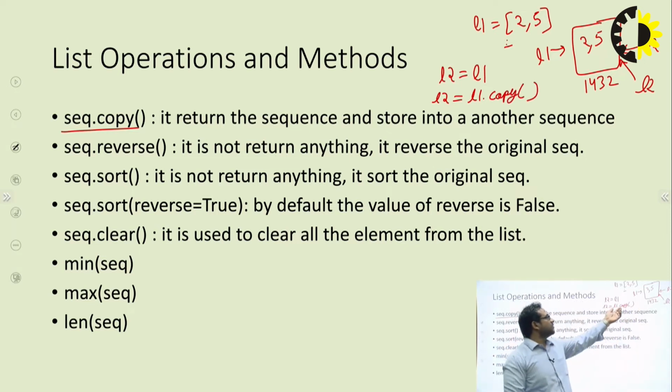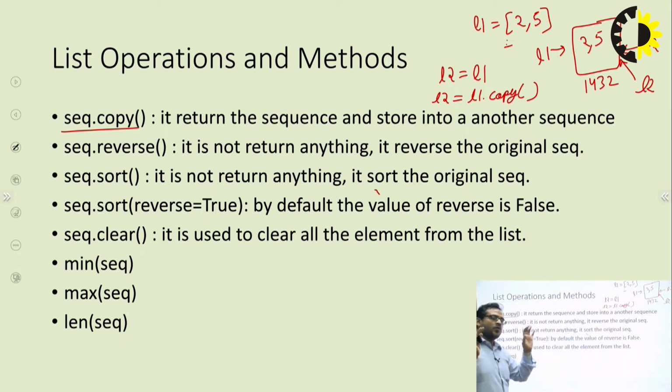So what does this function do? This is basically creating a copy and storing it into L2. So whenever this function is called, L2 is created at a different memory location. And if you change L1, it is not reflected in L2, because both are stored at different memory locations. Understood?